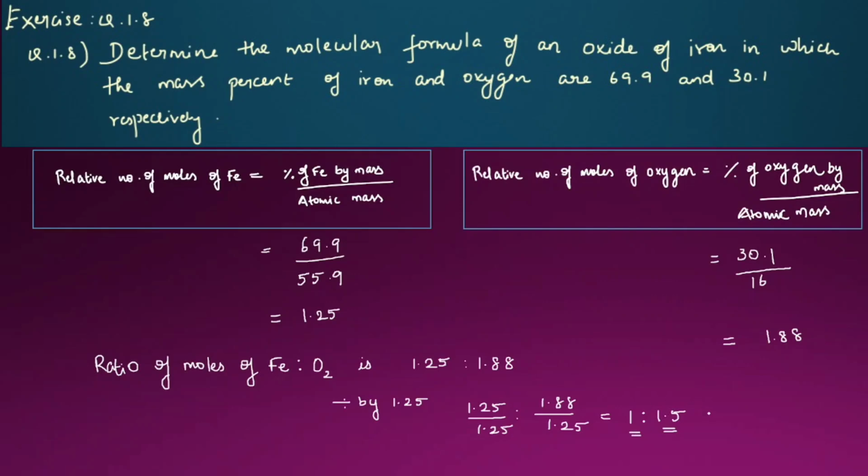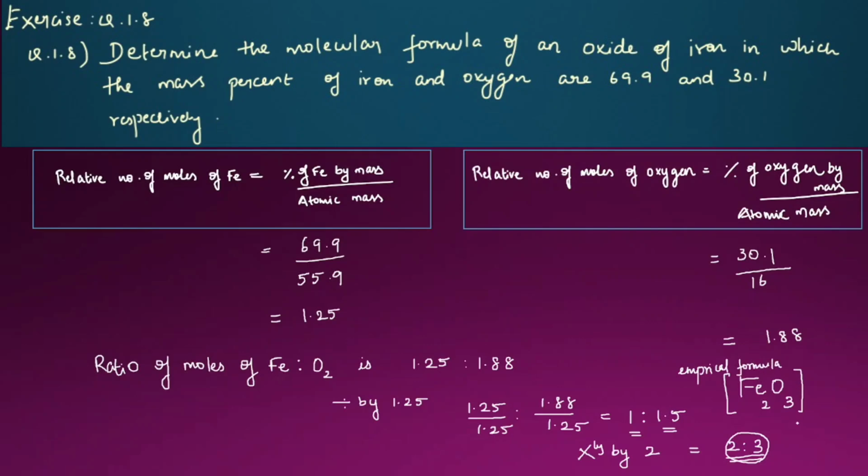Therefore let's try to convert into whole number. So let's multiply by 2 so that 1.5 turns out to be 3, and 1 into 2 will be 2 is to 1.5 into 2 will be 3. So we'll get the answer as 2 is to 3. So now we have got the whole number ratio. So this is the empirical formula of this iron oxide. Iron oxide general is FeO. So let's write 2 as the subscript of iron and 3 as the subscript of oxygen. So this is the empirical formula of this particular iron oxide.